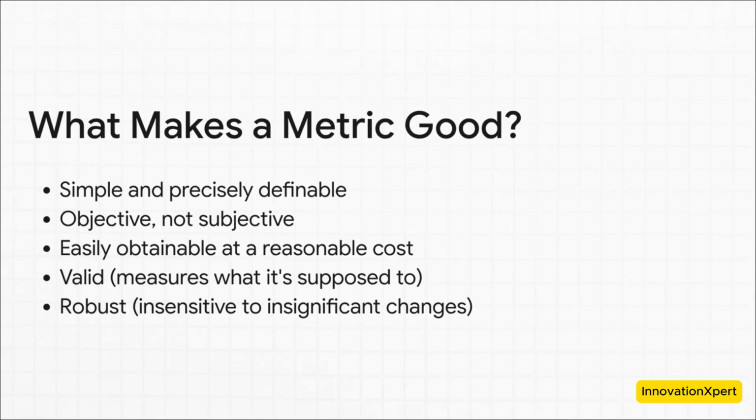A good metric has to be simple and objective, no room for interpretation. It has to be pretty easy to get, otherwise, let's be honest, nobody's gonna bother. And this is the most important one, it has to be valid. It has to actually measure the thing you care about. If your productivity metric encourages developers to write thousands of lines of sloppy, useless code just to pump up their numbers, well, that's not a valid metric.